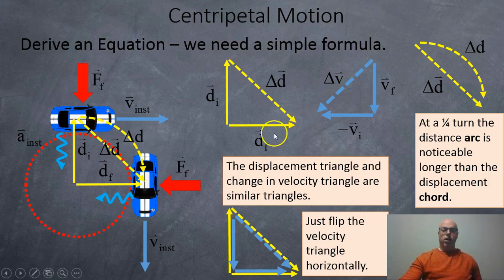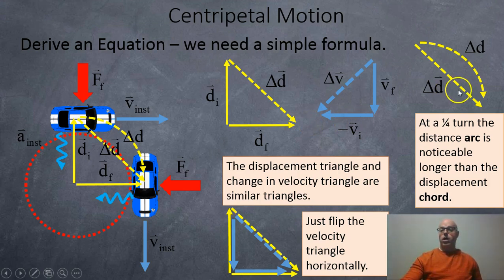So if you take a look at the velocity triangle, we've got our final velocity, subtract our initial velocity right here, and we can find our change in velocity. If you take this triangle and flip it, you'll see that it fits nicely and proportionally to the displacement triangle. And this is to show you that these are similar triangles. They have the same proportions.